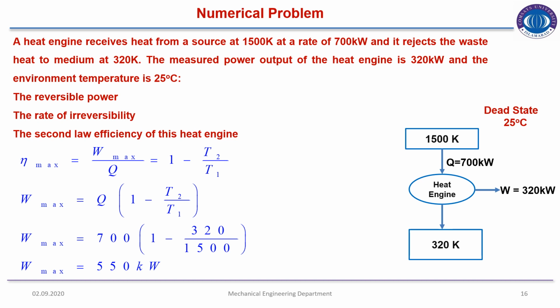So T2 and T1 temperatures are known. T2 is the temperature of sink and T1 is the temperature of source. Q is the amount of energy that is entering into the heat engine. So Q is equal to 700, T2 is equal to 320 Kelvin, and T1, the source temperature, is 1500 Kelvin. So the maximum work or reversible power, power has the unit of kilowatt, so maximum work also has the unit of kilowatt. So maximum work or reversible power is equal to 550 kilowatts.